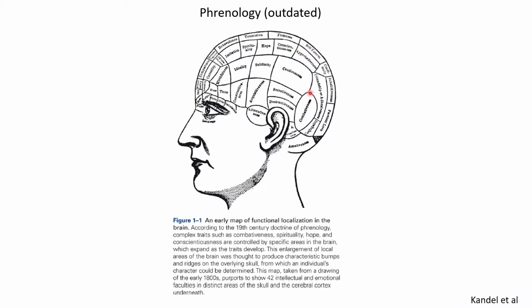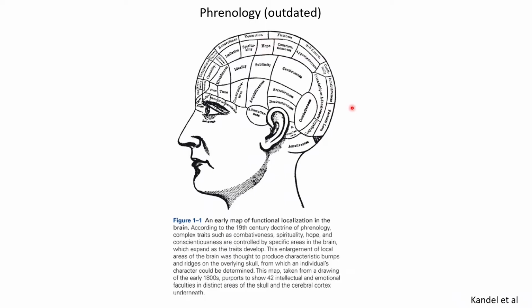Now these maps were based on a small number of subjects, and perhaps they looked fine or reasonable at the time that they were made. But over time, we now know that these maps do not really hold true. So it is not really the case that people who are hopeful tend to have a bump in this part of the skull in most of these people.